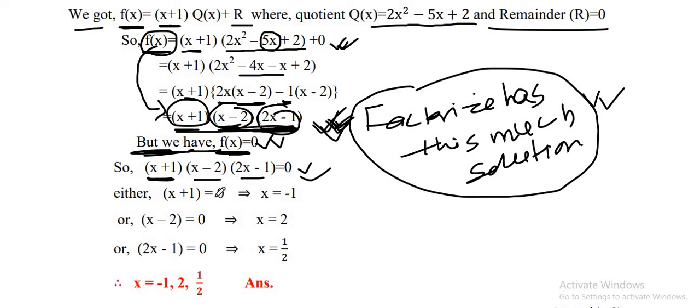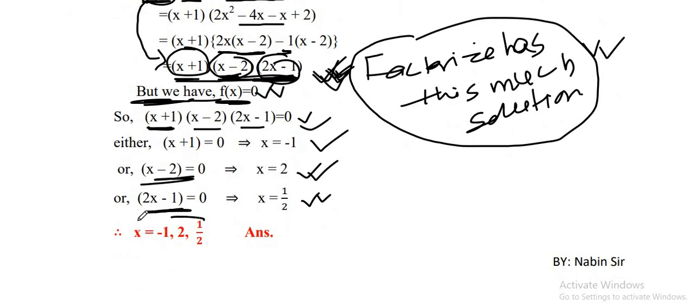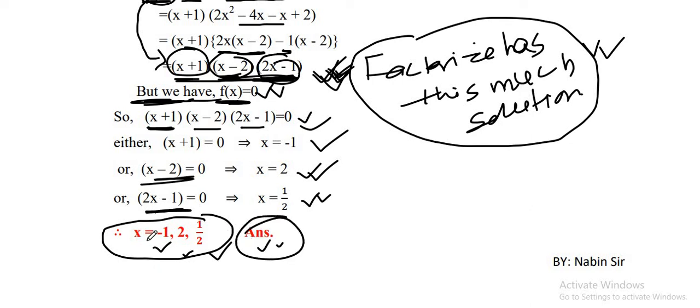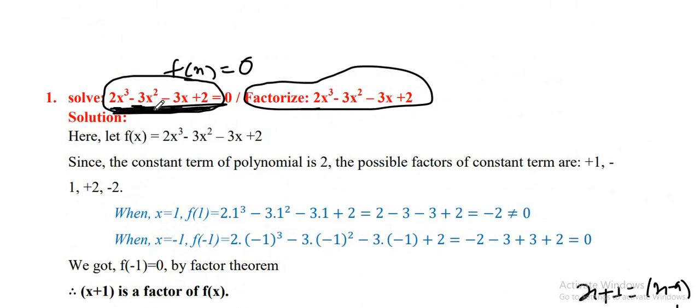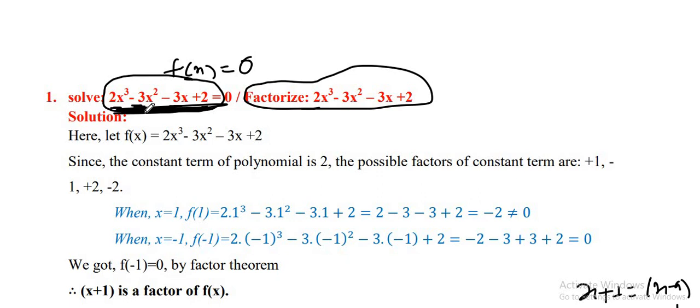And now we can write each factor separately. So x plus 1 equals 0, and this implies x equals minus 1. x minus 2 equals 0 implies x equals 2, and 2x minus 1 equals 0 implies x equals 1 upon 2. And then finally we obtain that the values of x are minus 1, 2 and 1 by 2. These are the solutions of x. It means minus 1, 2 and 1 upon 2 are called roots, sometimes called zeros of the given polynomial f of x. It means the given equation 2x cubed minus 3x squared minus 3x plus 2 equals 0.